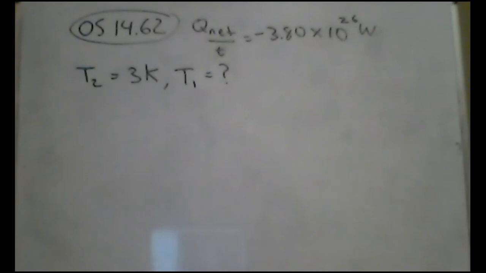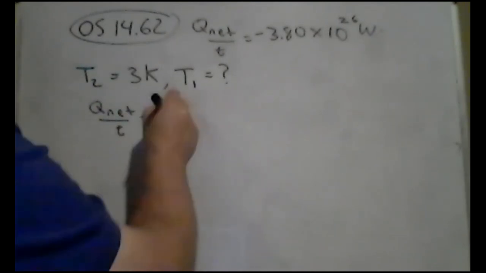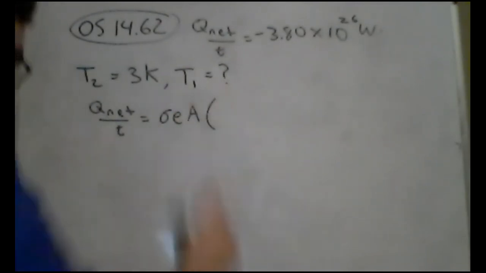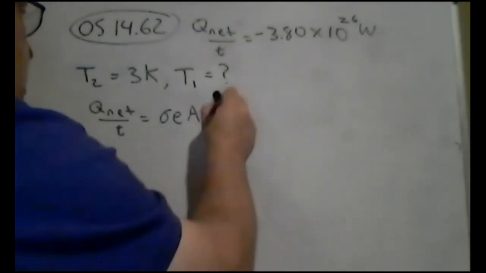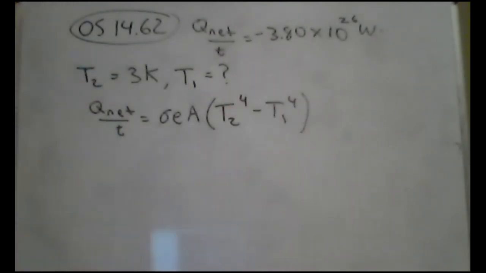Okay, that's what T1 is. That's the temperature of the sun. All right? And so what's our formula? Well, it's Q net over T is sigma EA times a quantity T2 to the fourth minus T1 to the fourth. I want to solve for T1, and in this formula, it appears to the fourth power.